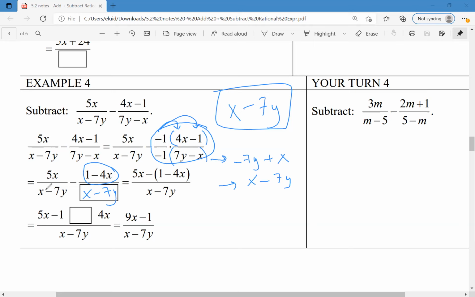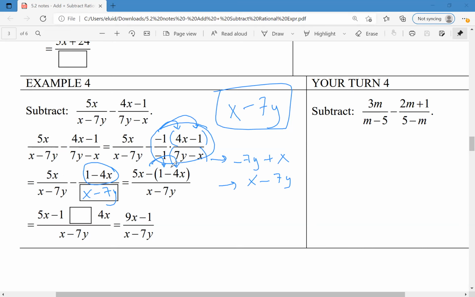Okay, now we still have more work to do. Let's see. So we have 5x over x minus 7y minus 1 minus 4x over x minus 7y. Now remember, when you subtract, you do need to subtract both terms or all the terms, however many there are. So it's a good idea to put that second expression in parentheses. And then what you'll want to do is distribute that minus sign. So we're writing 5x minus parentheses 1 minus 4x all over the common denominator of x minus 7y.